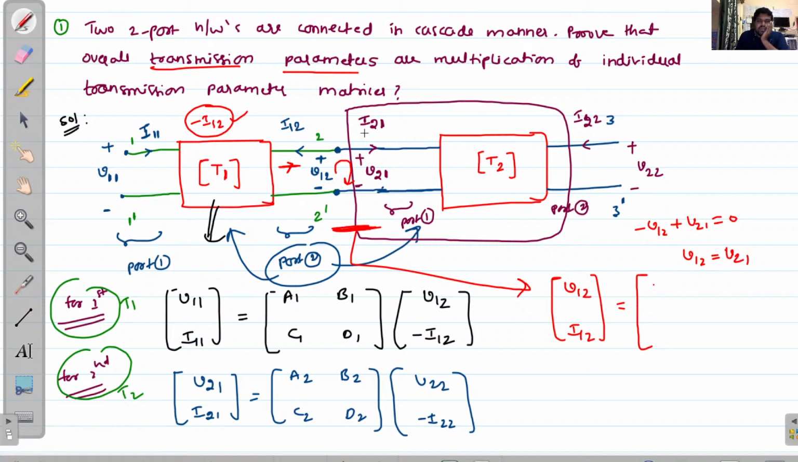When coming to I12 and I21, both are in the same direction according to our transmission parameter assumption, so I'm taking V21 and I21. For example, if this is one node, here the current direction is I12, and here the current direction is I21. That means the amount of current entering that node is the same amount leaving. Entering current equals leaving current according to KCL, so I'm taking I12 equals I21. This is the matrix.